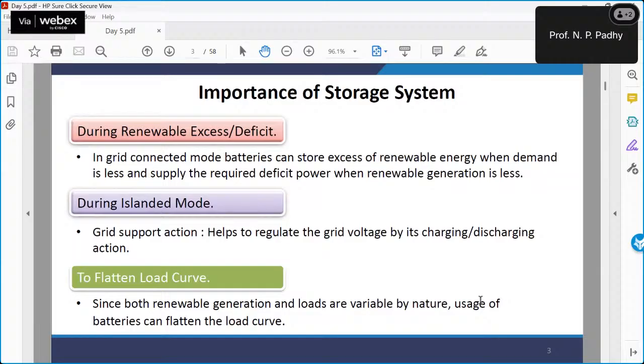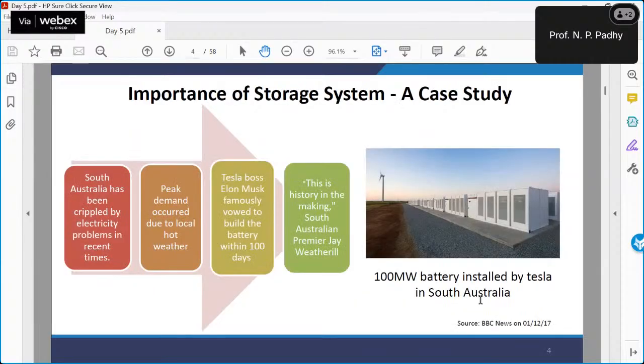Usage of batteries can flatten the load curve. So how can it be flattened? Because the load curve is like a valley. Whenever we have an off peak, I can start charging my batteries. And when we have a peak, I can start discharging my batteries. So perhaps through that process, the load curve can be made reasonably flattened.